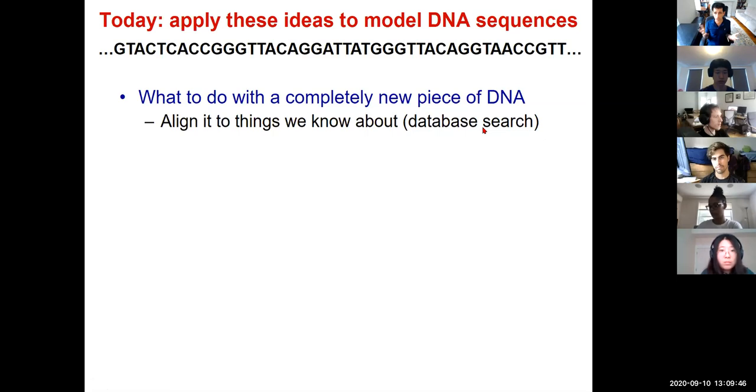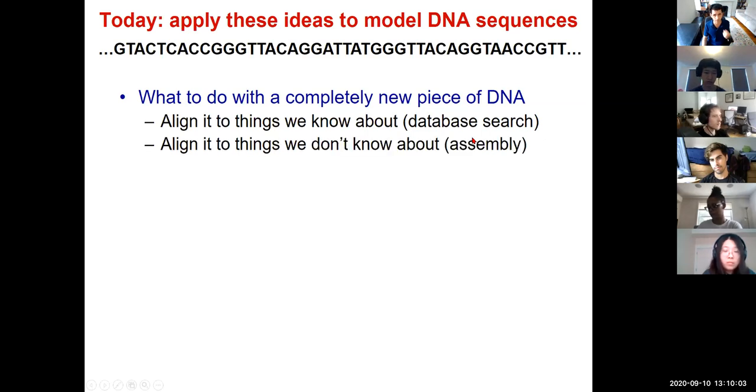So basically, back in December 19, when they first found a sample of a patient with this new respiratory virus, they basically said, okay, great. We have a new piece of DNA. Let's search against the database. And what they found was a match with coronavirus. That's the first thing.